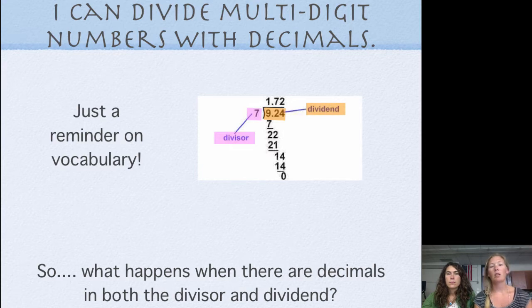So what happens when there are decimals on both the divisor and the dividend? Because we've talked about them if we have them on one or the other, but we haven't talked about it if you have it on both. So that's what we're going to take a look at today.